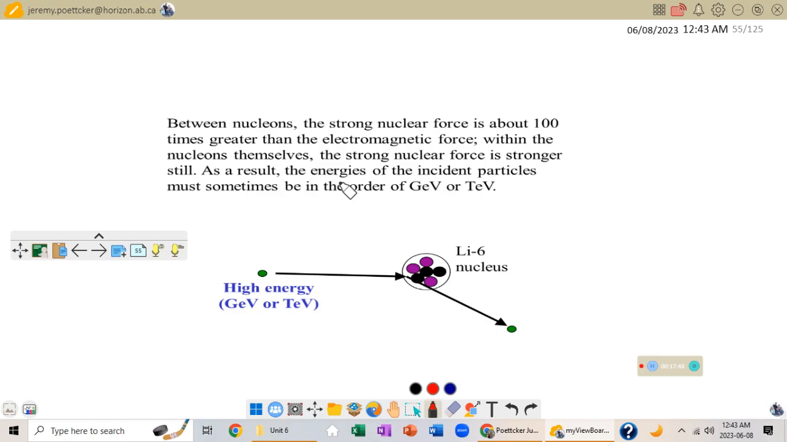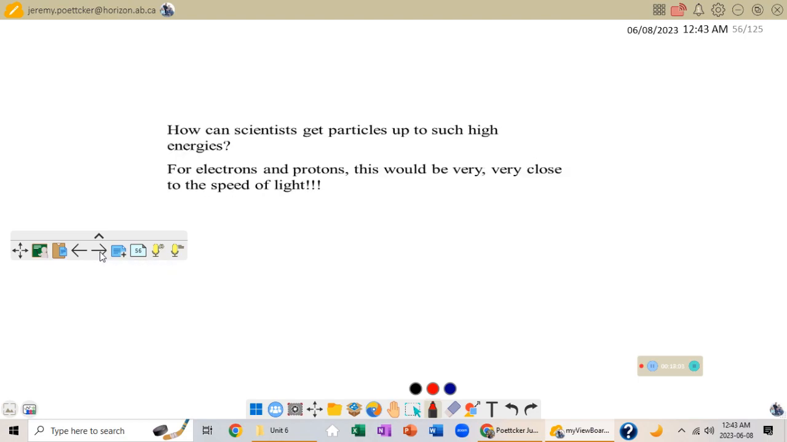As a result, the energies of the incident particles must sometimes be in the order of giga-electron volts or tera-electron volts. And to get to those high energies, it's not cheap. If we're trying to accelerate electrons and protons to this, they've got to get very close to the speed of light. That requires lots of energy, it requires specialized equipment, and none of those things are cheap.